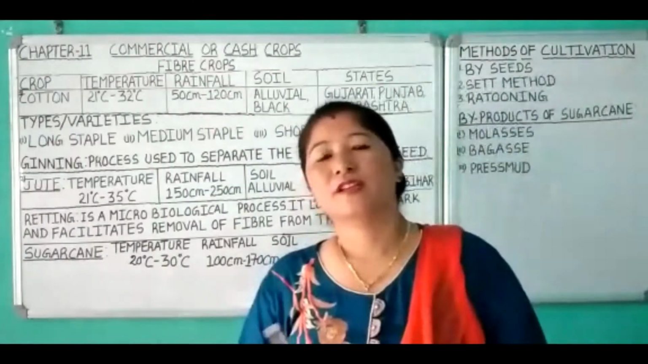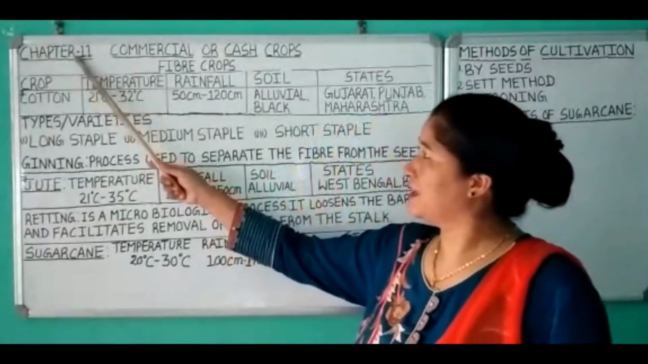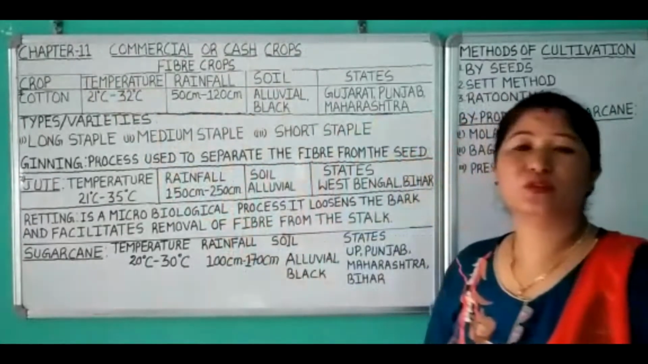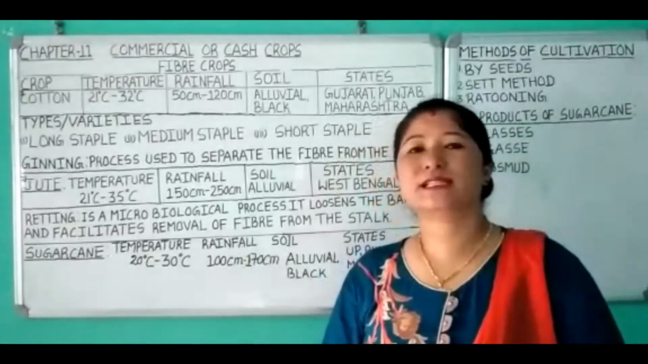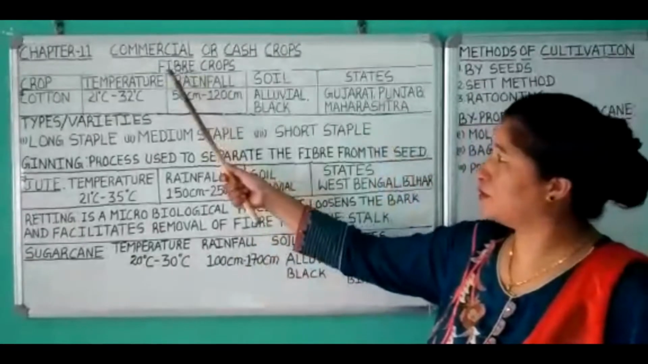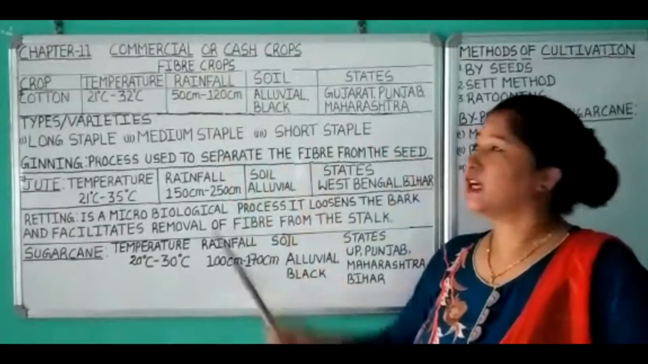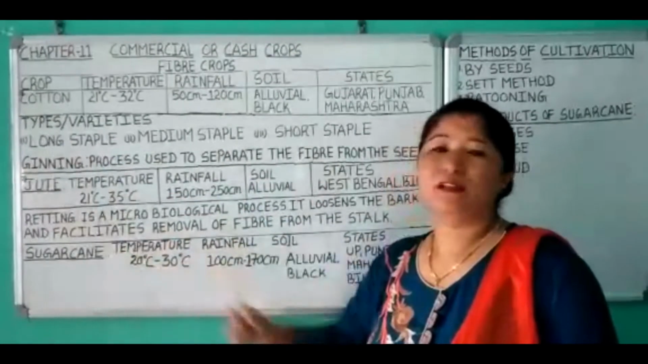Hello children. So today we will continue with the same lesson, okay? That is chapter 11, commercial or the cash crops. So in the previous classes we have done with the oilseeds and the beverage crop. So today we will take the third group, that's a fiber crop. Under fiber crop we have two crops, that's cotton and jute.